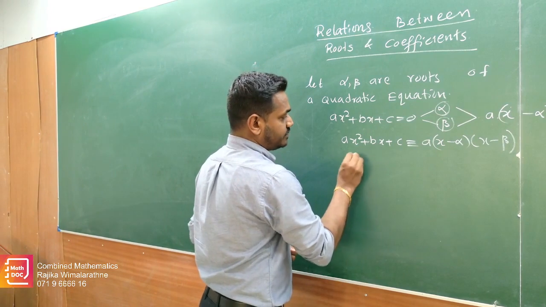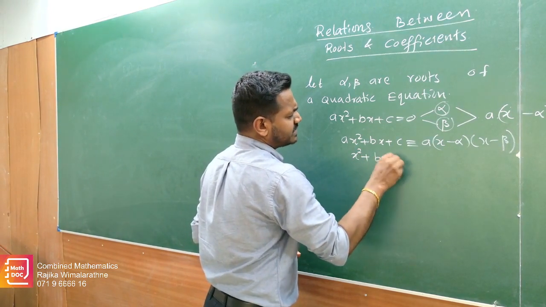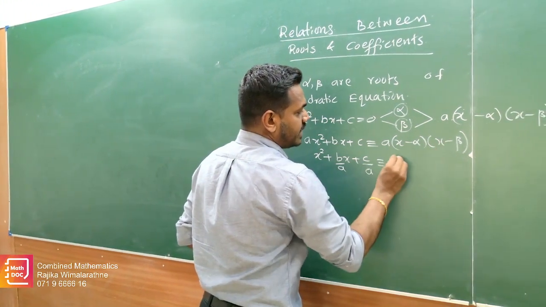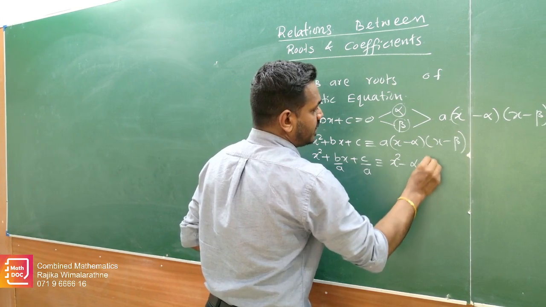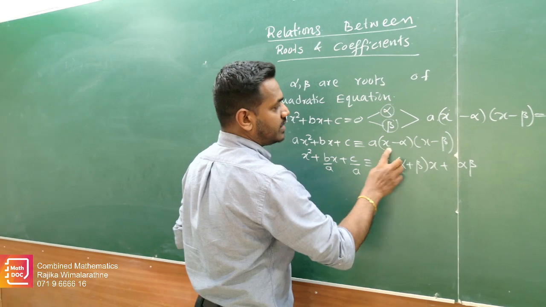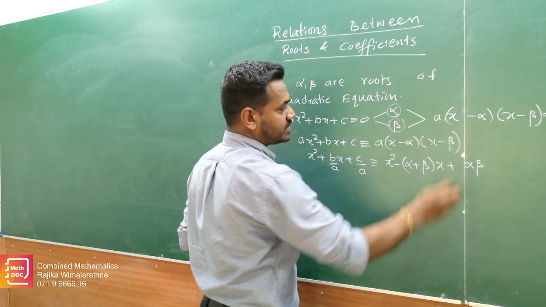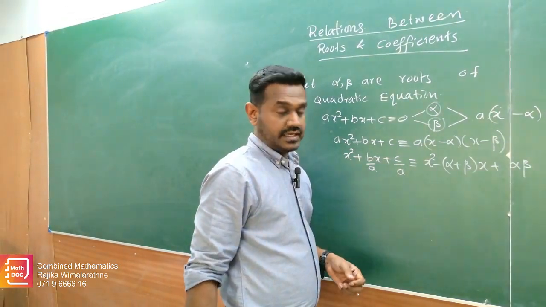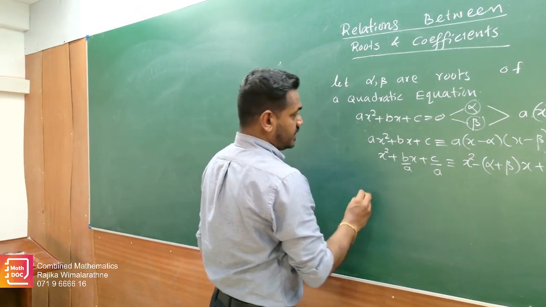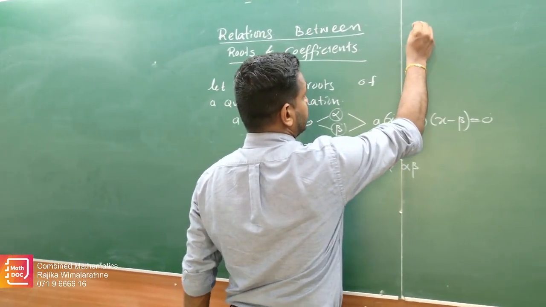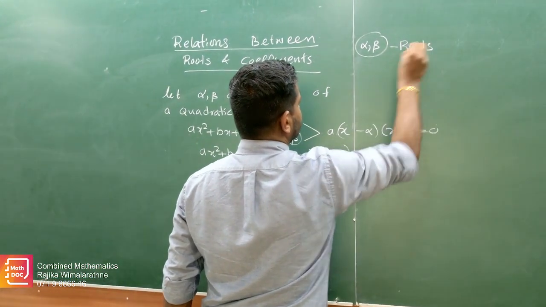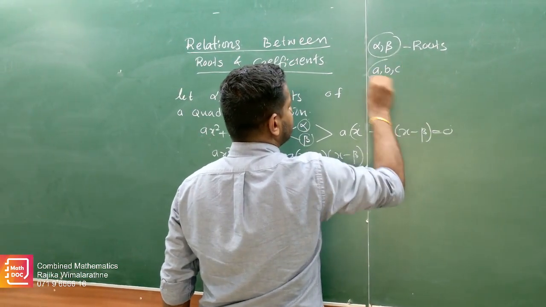Now divide by a: x squared plus b over a x plus c over a. Now expand this: x squared minus alpha plus beta times x plus alpha beta. Here x square minus x beta minus x alpha plus alpha beta. Here is the quadratic identity. Now we call simply a, b, c coefficients. Alpha, beta we call roots.